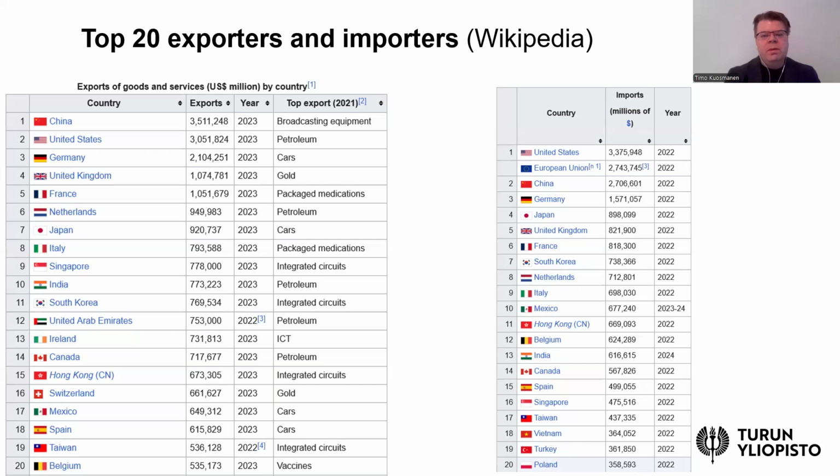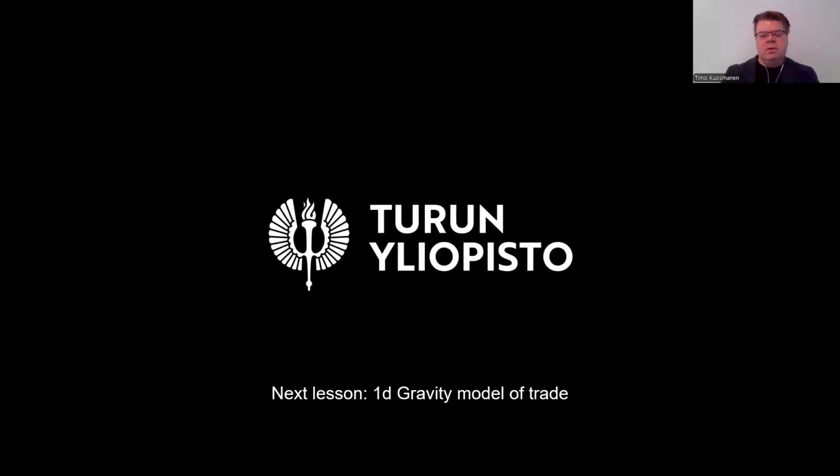If we compare the imports and exports, we can see that China exports more than it imports, whereas for the United States it's the other way around: the United States imports more than it exports. We will also consider these trade balances later in this course, what a current account surplus or deficit means for a country. In the next video lesson, we will look in a little more detail at the trade patterns of Finland, and consider the first theoretical model, called the gravity model of trade. See you then.